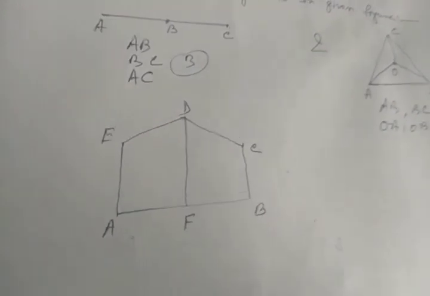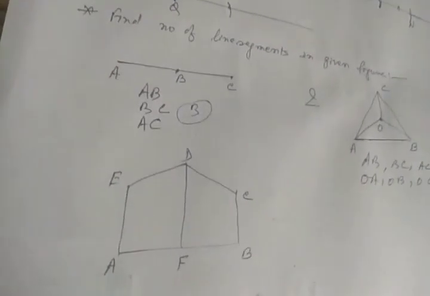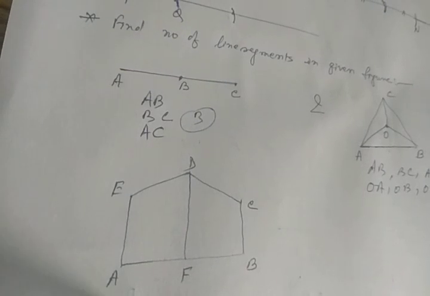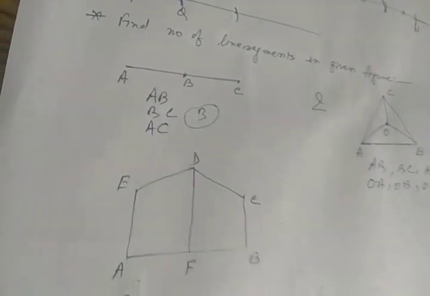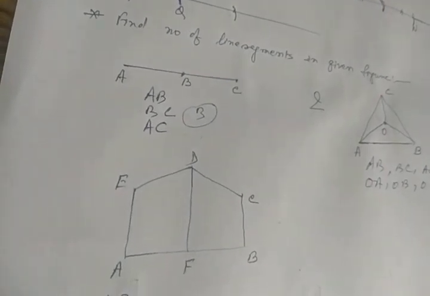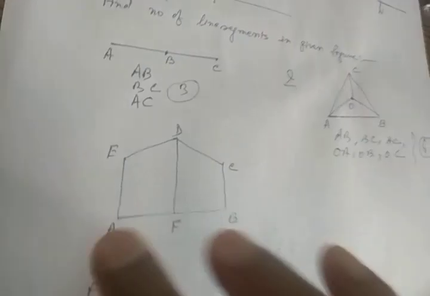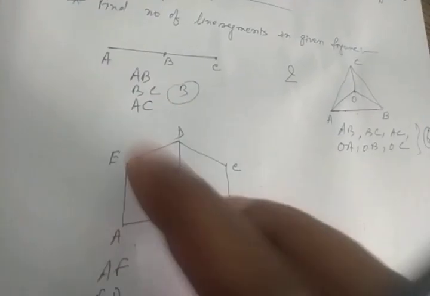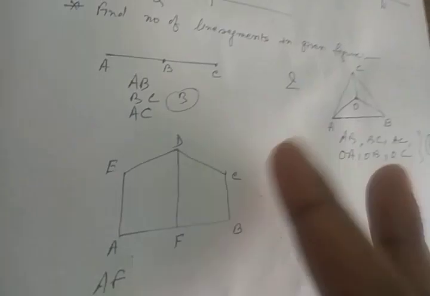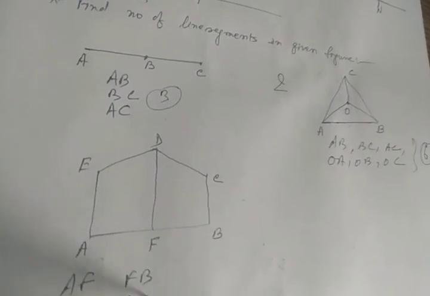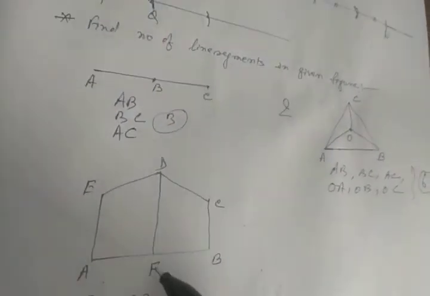Be careful. Just see the line segments. I am counting for this figure. What are they? See, AF, FD, DE, EA. Is it clear? See for this figure only. So AF, FD, DE, EA. And now come to this figure so that you can write FB, BC and DF.